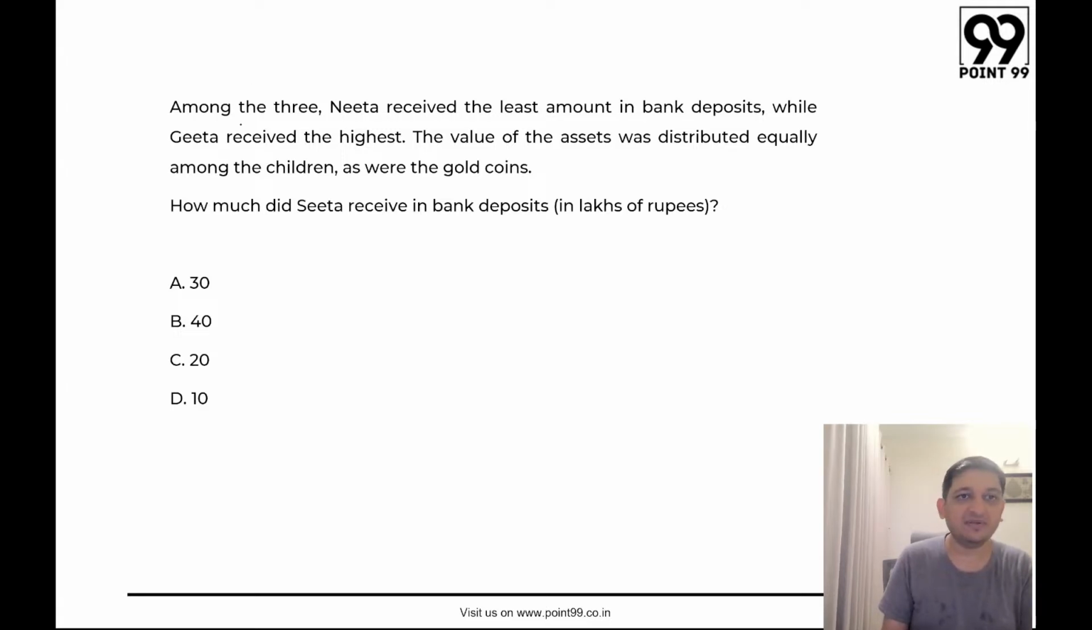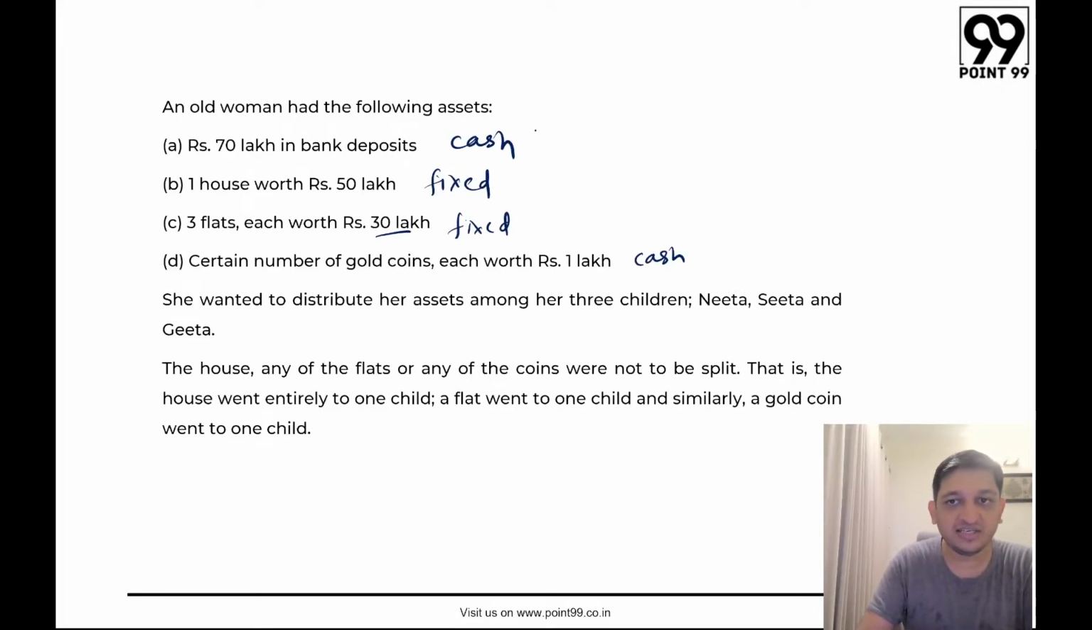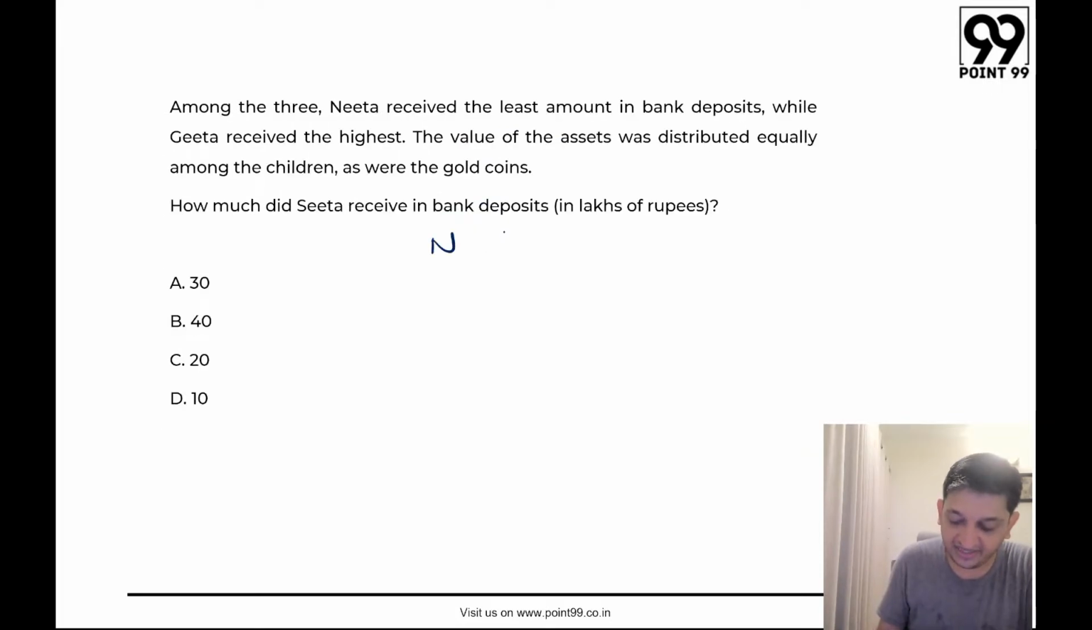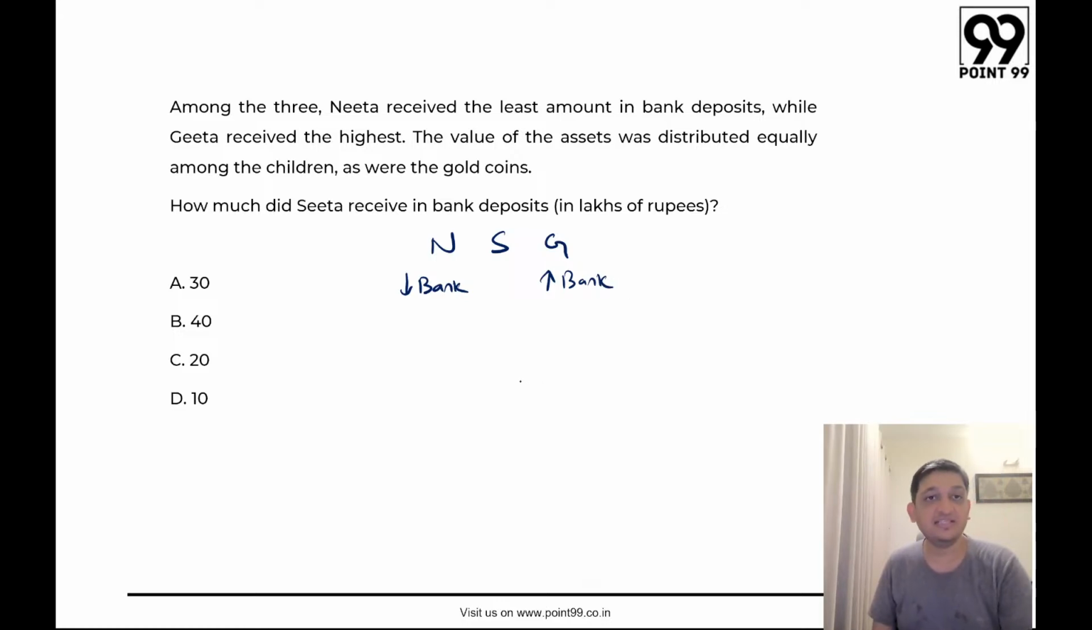The first 2 questions में we have this stem. Among the 3, Nita received the least amount in bank deposits. So we have 3 children, Nita, Sita, Geeta. So N, S, G करते हैं. Nita received the least amount in bank deposits. So lowest bank deposits is with Nita. Geeta received the highest. So highest bank deposits is with Geeta.